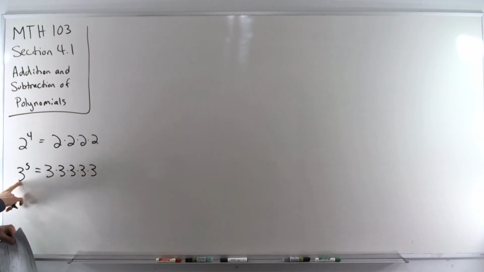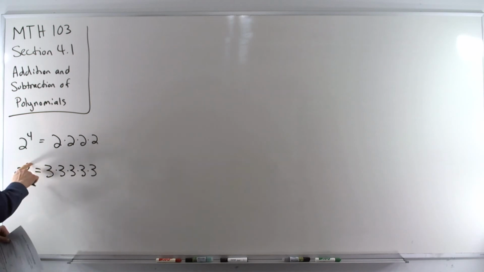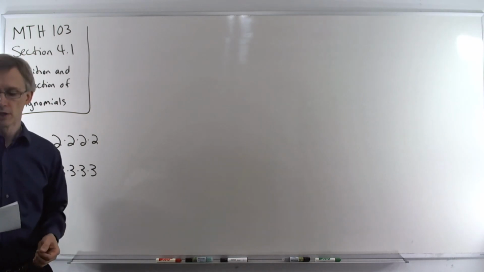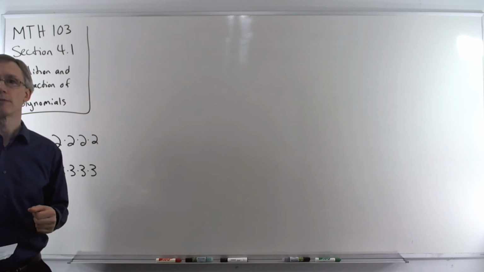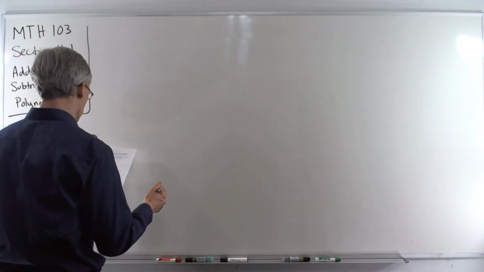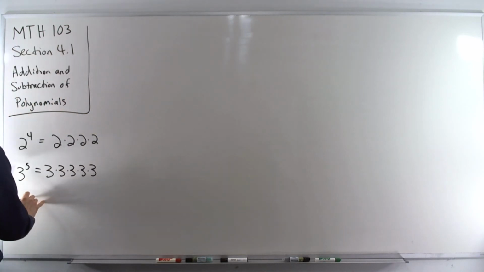So 3 is the base, so that's the number that appears in the multiplication. And it'll appear 5 times because the exponent is 5. So 3 times 3 times 3 times 3 times 3. So this is what we're going to use in order to figure out these properties of exponents. Next example, I'm going to do the reverse.